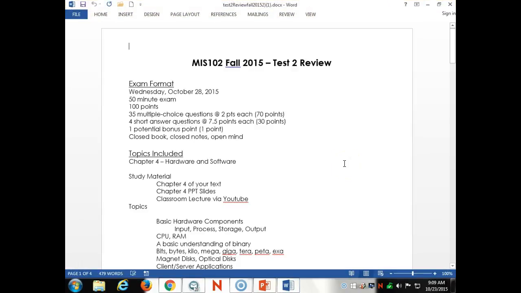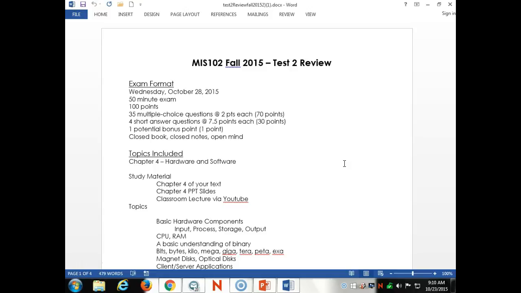All right, so the format of the exam will be closed book, closed notes. It is Wednesday, October 28th, so during class time I won't be here, but my GA is going to proctor it. It's a 50-minute exam, 100 points. There's 35 multiple choice, worth 2 points each, and 4 short answers worth 7.5 points each. So that's where the 100 points comes to.